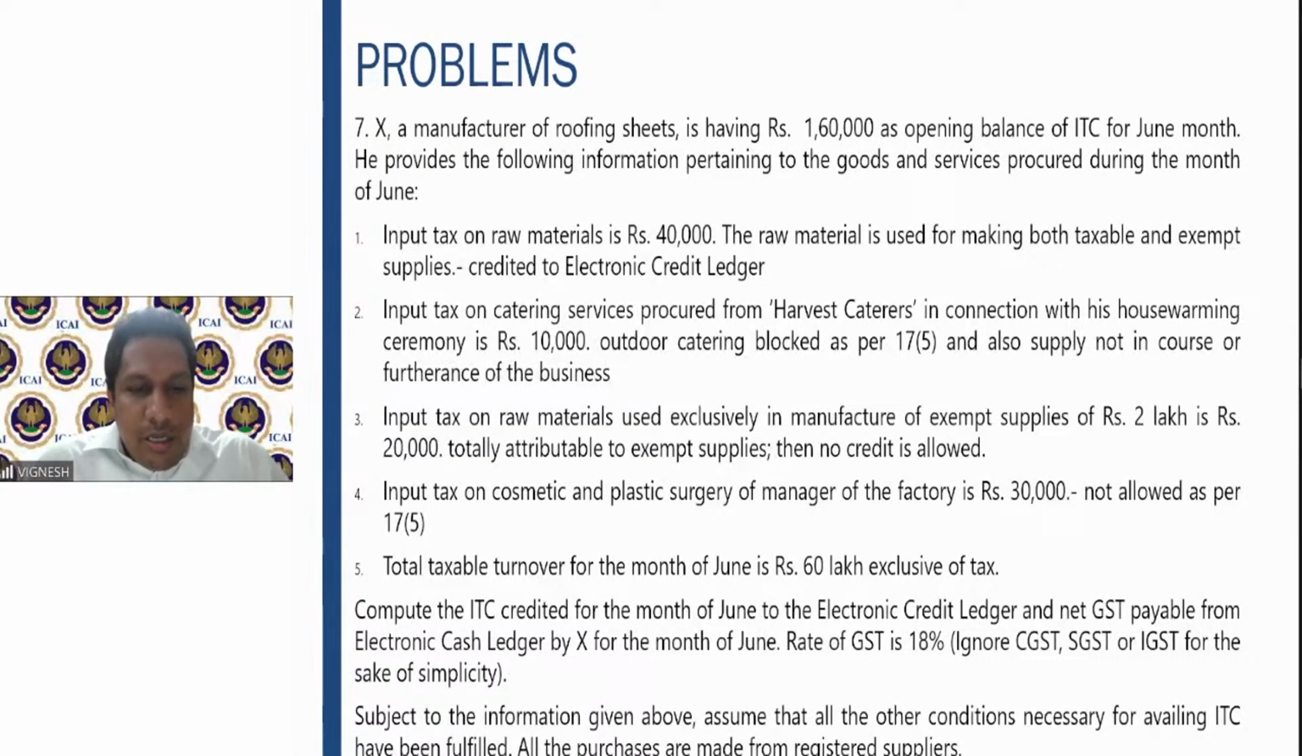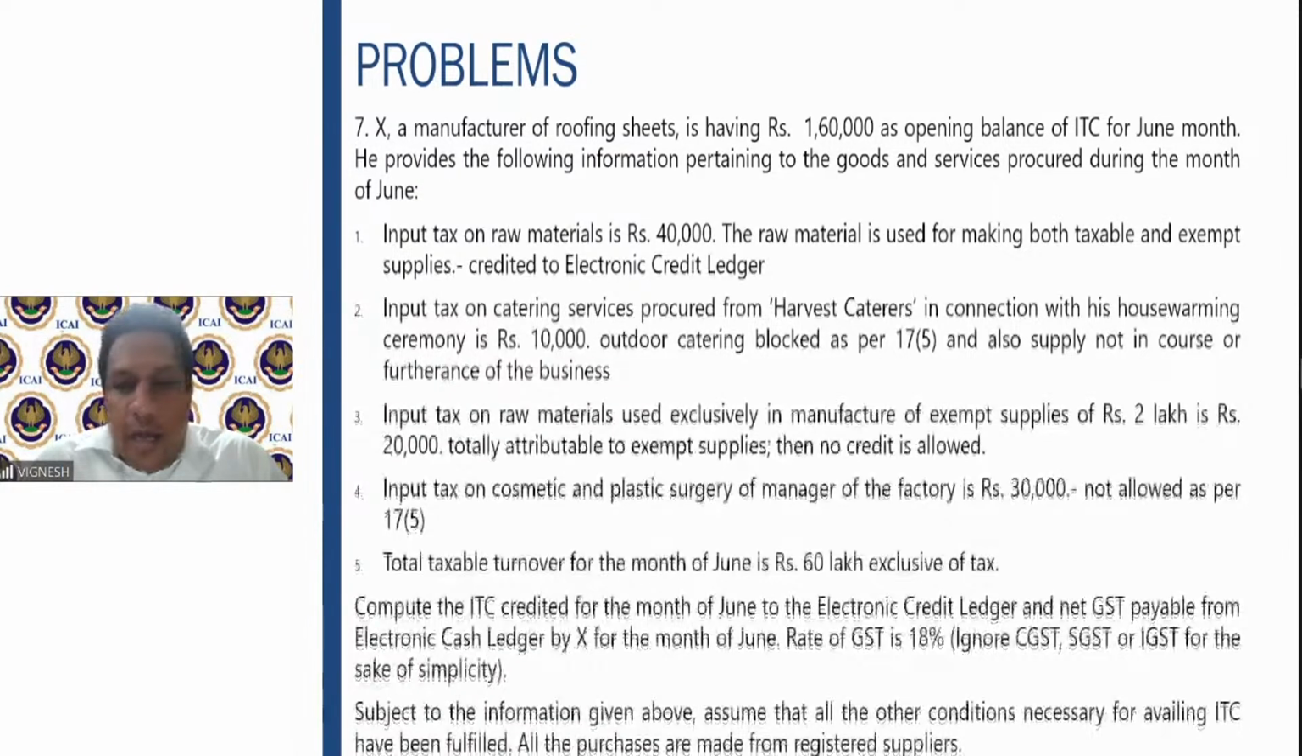I've given the hints, but since the problem is a bit different, you can use the hints and work out the problem. Total taxable turnover for the month of June is 60 lakhs exclusive of tax. Compute the ITC credited for the month of June to the electronic credit ledger and also the net GST payable from the cash ledger by X for the month of June. Rate of GST is 18%. Subject to the information given above, assume that all the other conditions necessary for availing the ITC have been fulfilled. So you have to work out the ITC which is credited to the credit ledger and also the net GST which is payable. Please try to work out this problem.